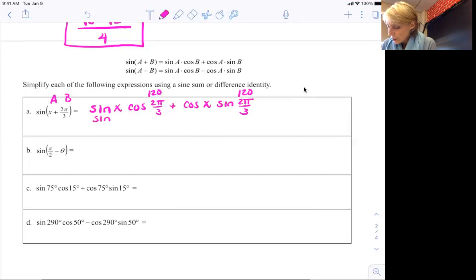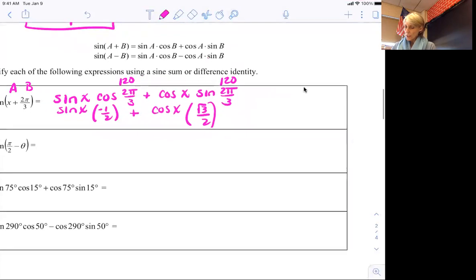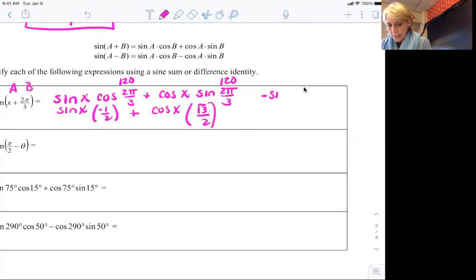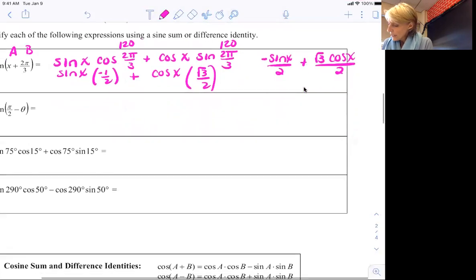Sine x. Now what is the cosine of 120? The cosine of 120 is the cosine of 60 in quadrant 2, which is negative 1/2. And the sine of 120 is the sine of 60 in quadrant 2, which is radical 3 over 2. This one's not looking so pretty here. Negative sine x over 2 plus rad 3 cos x over 2. This one did not simplify so nicely, but it's okay.